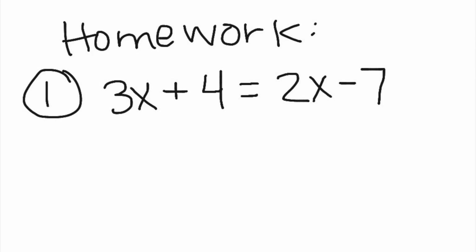Okay, so for our next problem, we have 3x plus 4 equals 2x minus 7. Now, the first thing we're going to do is subtract 2x from both sides. That is going to leave us with 1x plus 4 equals negative 7. We're going to subtract 4 from each side, and that is going to be 1x equals negative 11, and we still have to divide. So we divide both sides by 1, and the answer is negative 11. Now on to the last problem.